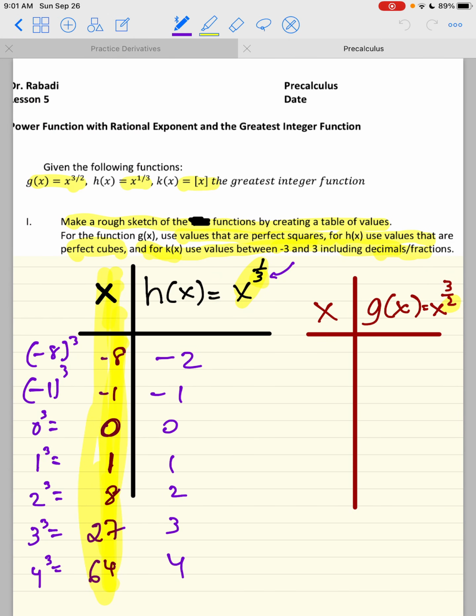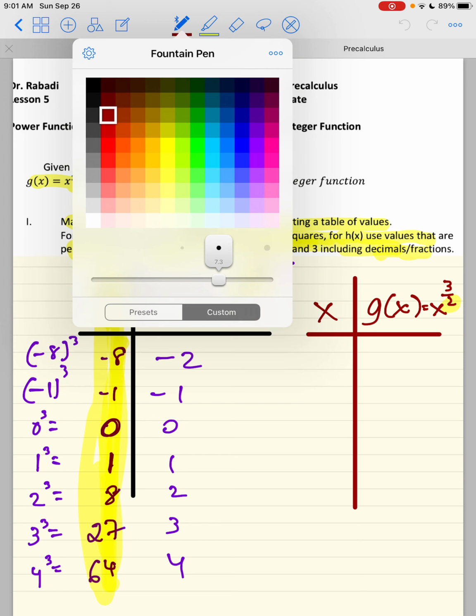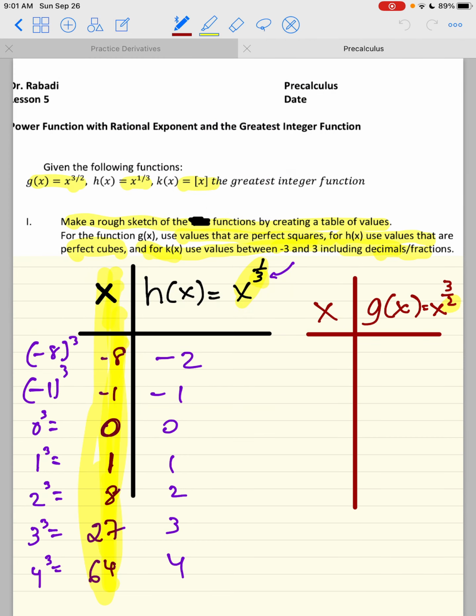How do we do this person here? This person here is a little bit tricky because there's an even number there. You can't have negatives, so we're restricting our domain. 0, 1, 4, 9, 16, and so on.